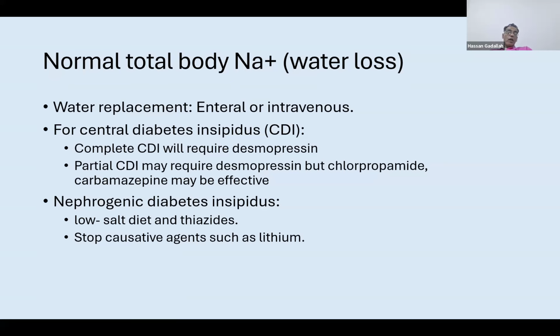if the patient is hypokalemic, hypomagnesemic, or using one of the medications which causes nephrogenic diabetes insipidus. This is for the type of nephrogenic diabetes insipidus which is caused by certain agents and not the congenital.